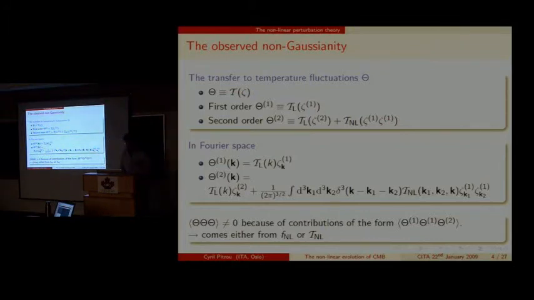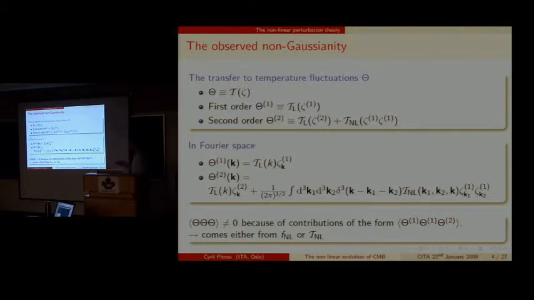how big is this, and how big is this, and in which range of values is this part of the temperature dominating. So the main tool then to observe non-Gaussianity, one of the tools, is the three-point function.